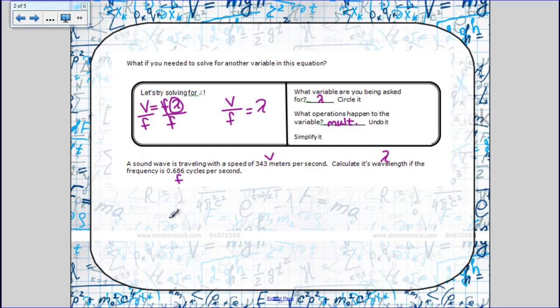So now I know the velocity and the frequency. I can plug them into my rewritten equation. The velocity is 343. The frequency is 0.686. I need to know what that gives me. And so when I divide that, I get that 500 meters is the wavelength of my wave. So that's the answer to that one. And I just rewrote my equation so that I could just plug in and solve straight from there. So let's do a few more.